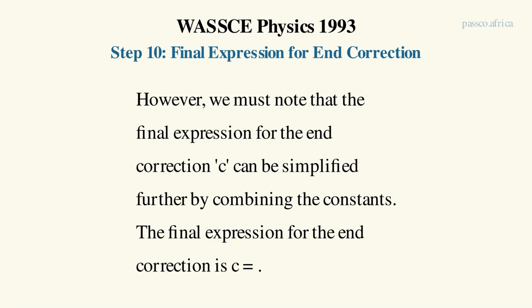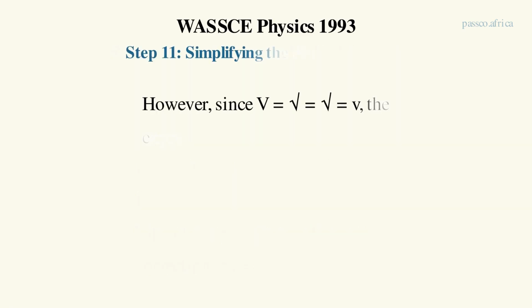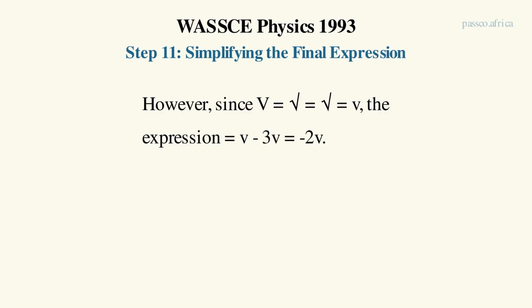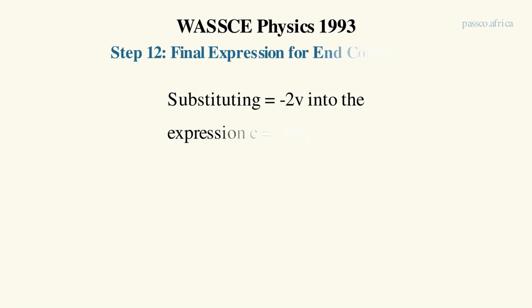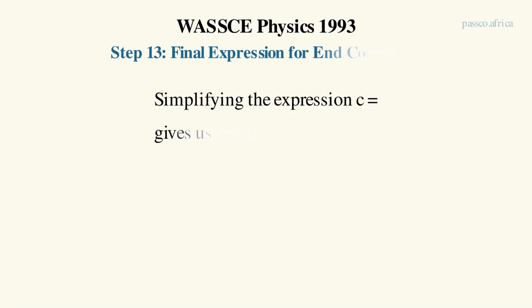Step 11. Simplifying the final expression. However, since V equals the square root, the expression equals V, 3V equals minus 2V. Step 12. Final expression for end correction. Substituting minus 2V into the expression for C, we get C equals. Step 13. Final expression for end correction. Simplifying the expression gives us C equals minus 8L/9V.